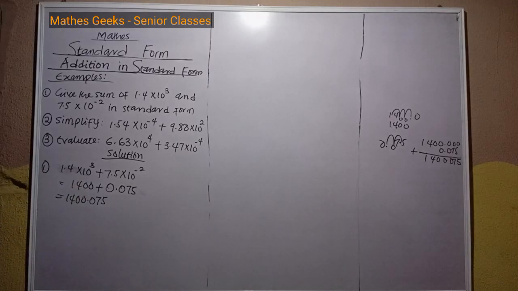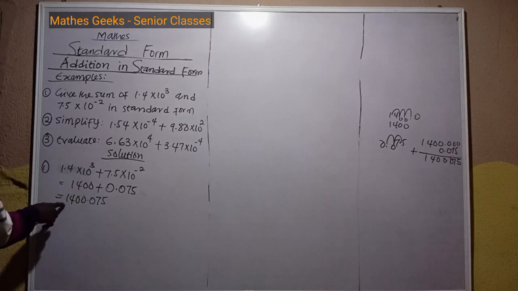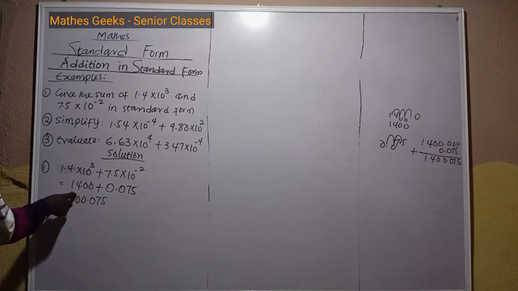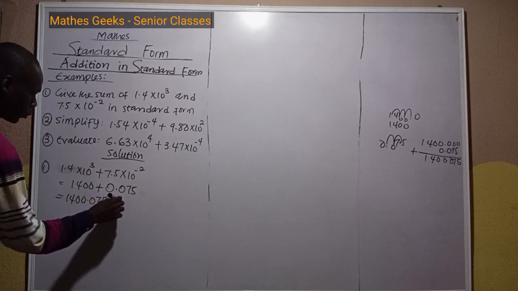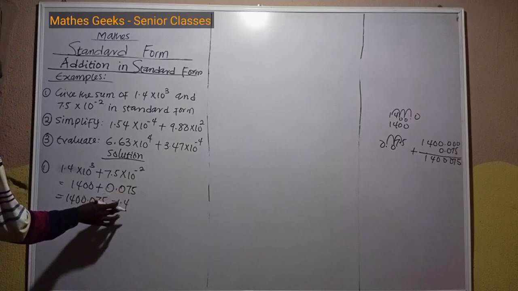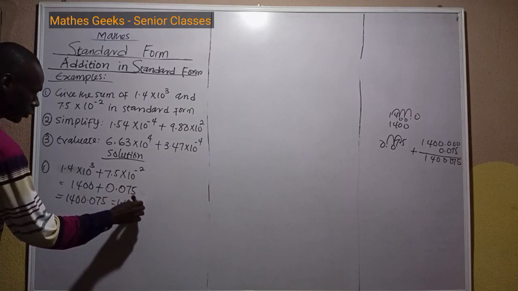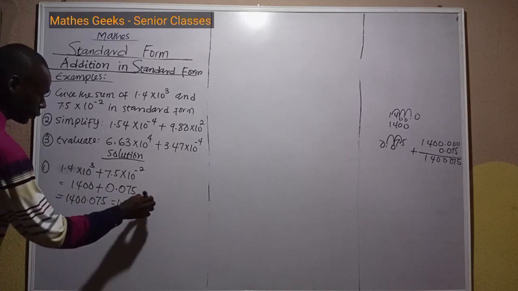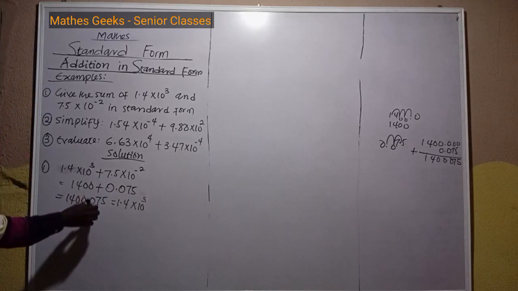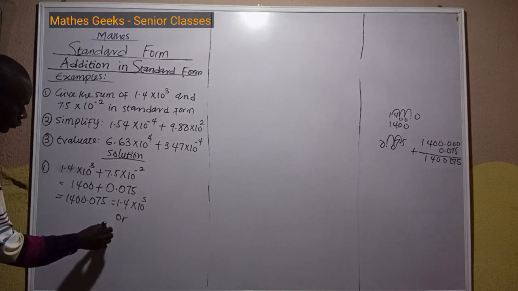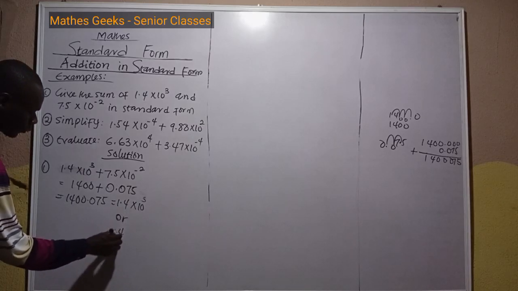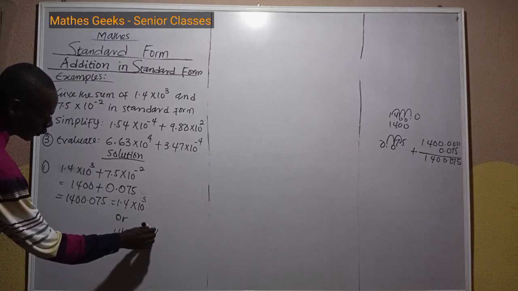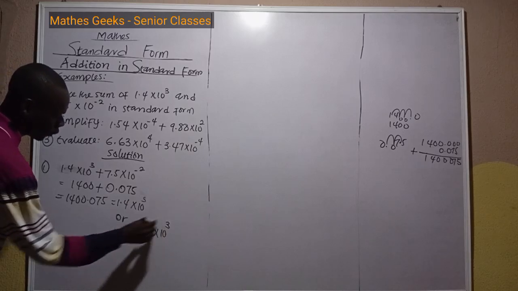You convert this sum to standard form by moving the decimal point backward until it gets to the first non-zero digit, which is 1, and you stop there. That movement will be 1, 2, 3. So this equals 1.4 times 10 raised to power 3 as a final answer, or the answer is 1.4000075 times 10 raised to power 3.